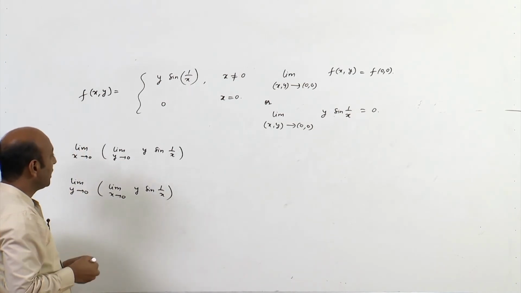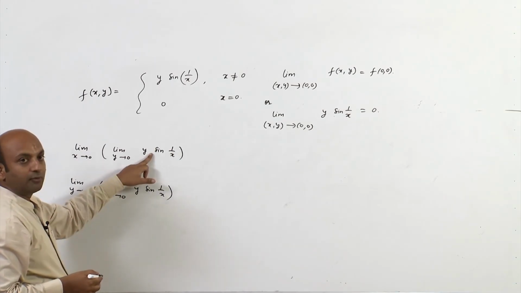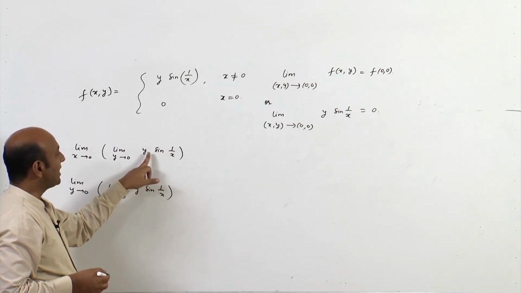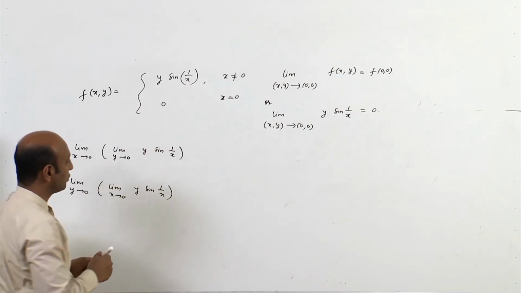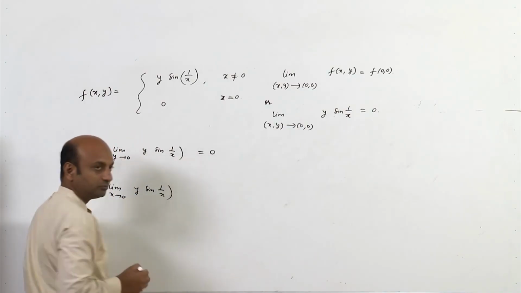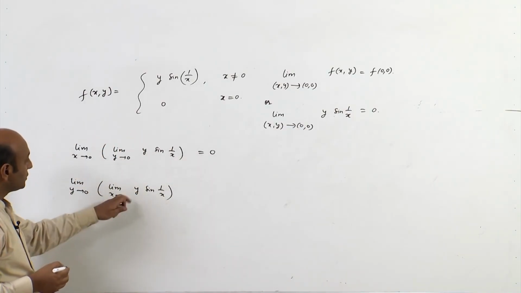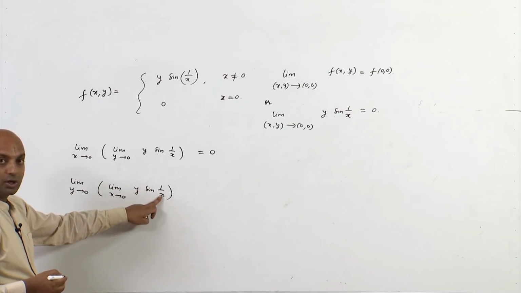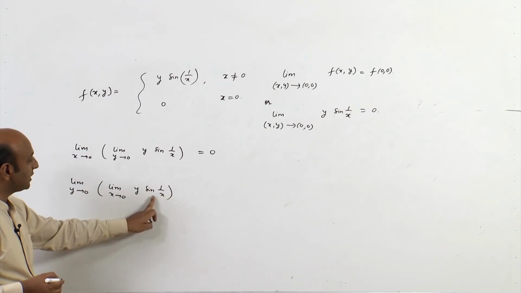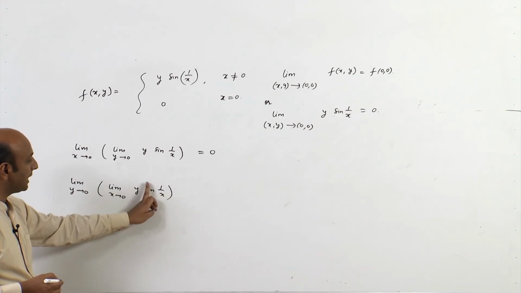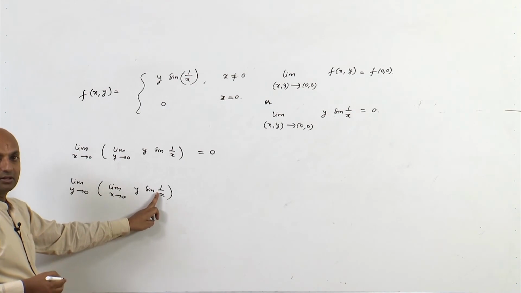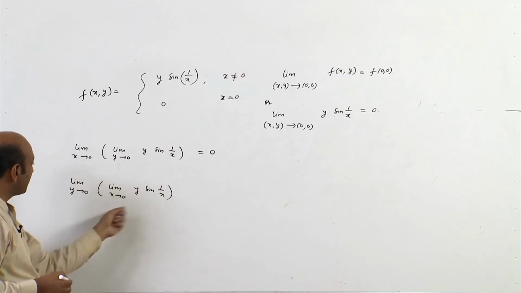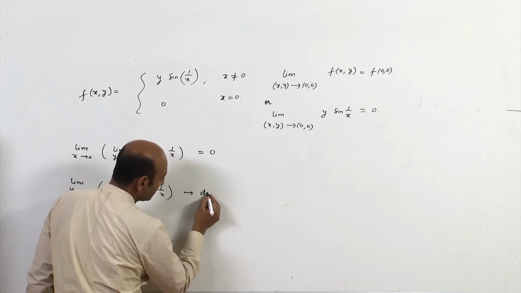Now, if we take y tending to 0 for this function, this is a bounded function and y tends to 0. So, this value is always 0. Now, this is x tending to 0, forget about y. When x tends to 0, this limit does not exist, because this is basically lying between minus 1 and plus 1, it is not finite. So, this limit does not exist, which means the entire limit does not exist. So, we can say that this limit does not exist.